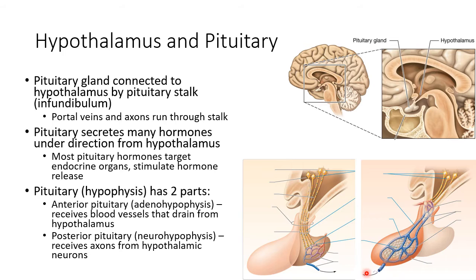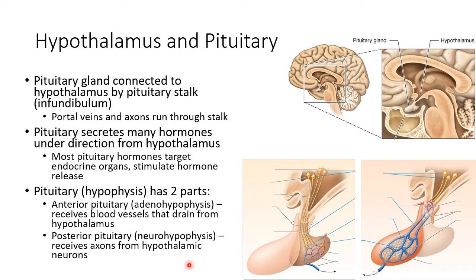So the fancy name for the anterior pituitary is the adenohypophysis, and the fancy name for the posterior pituitary is the neurohypophysis. But you don't need to know those. You don't need to know the fancy names actually, or the infundibulum. The regular names are fine.